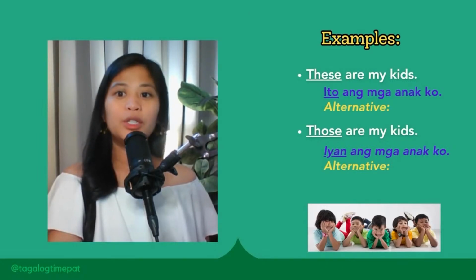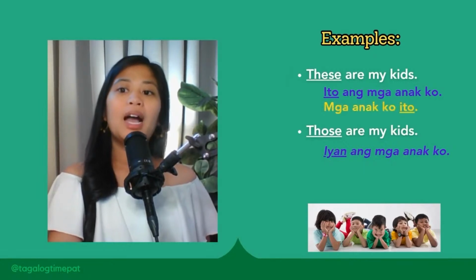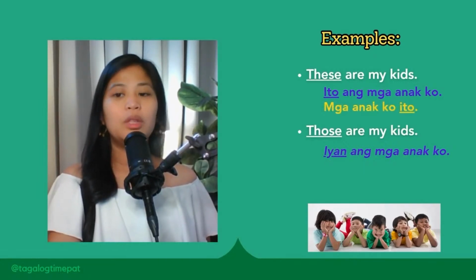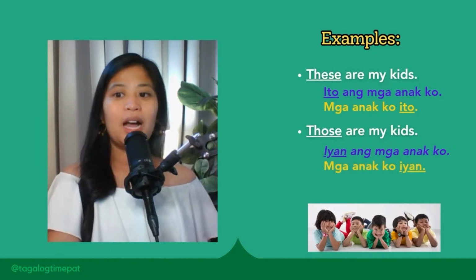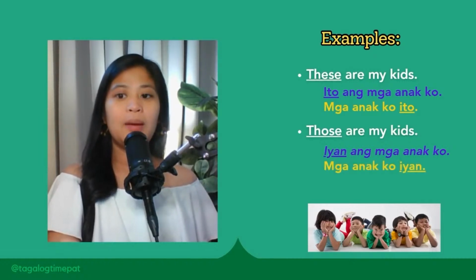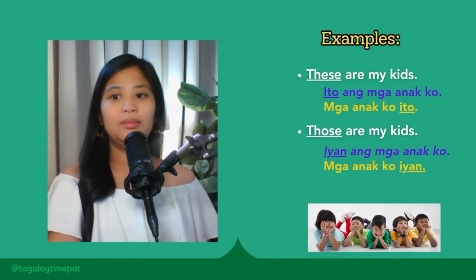Okay, so the alternative for ito ang mga anak ko would be mga anak ko ito. So the object goes first, then it's the pronoun, then it's the demonstrative pronoun. Mga anak ko ito. Yan ang mga anak ko can also be said, mga anak ko yan. Mga anak ko iyan. Okay, so those are the different ways you could say these phrases. They are both used equally as much.